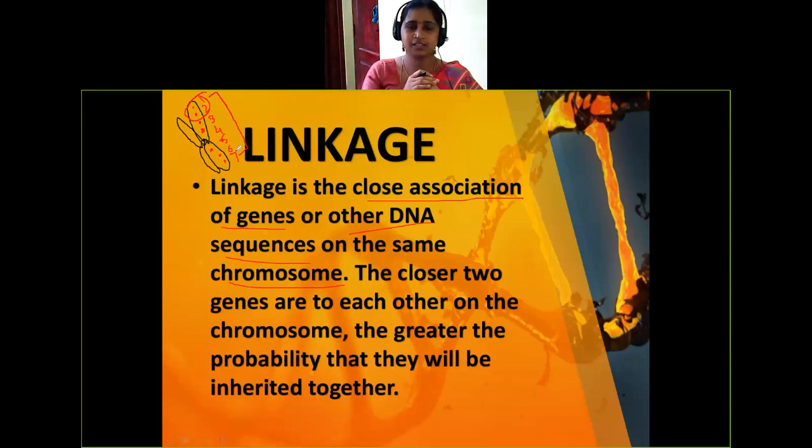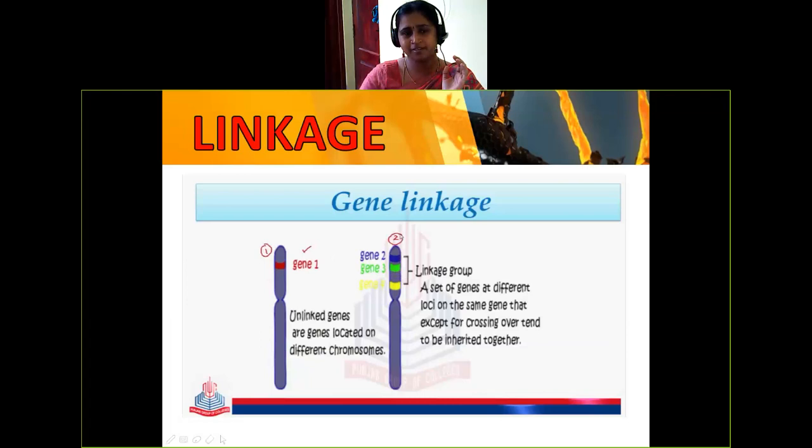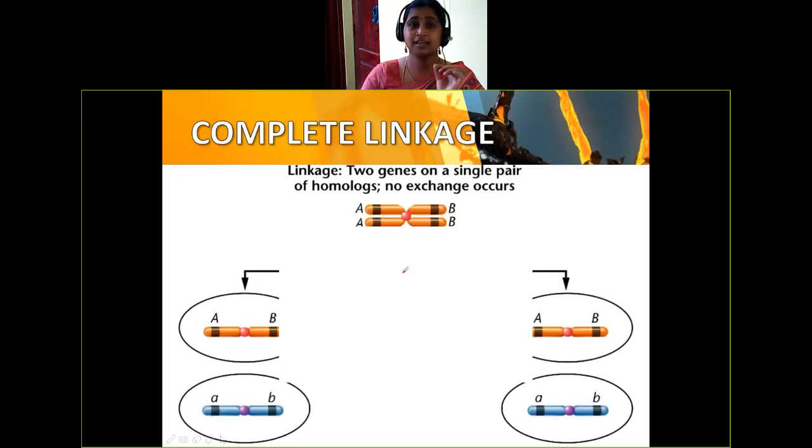This linkage, I'm going to classify into two types. One, where the genes are closely linked, we call complete linkage. Another, where crossing over of the arms of the chromosomes takes place, we call incomplete linkage. So we'll see. Here this figure represents the location, as I showed, how gene 1, gene 2, gene 3 are located here. Now we'll see complete linkage and incomplete linkage.